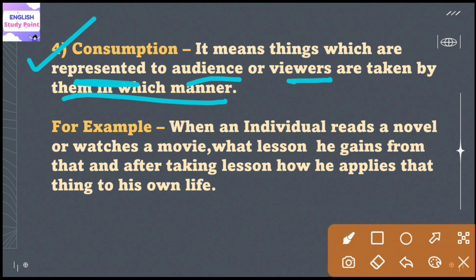So in which light they perceive things presented to them. And also it includes whether people really consume things in the manner intended.